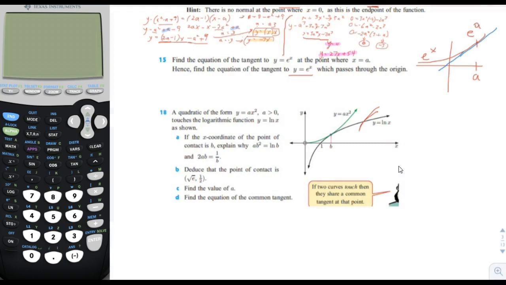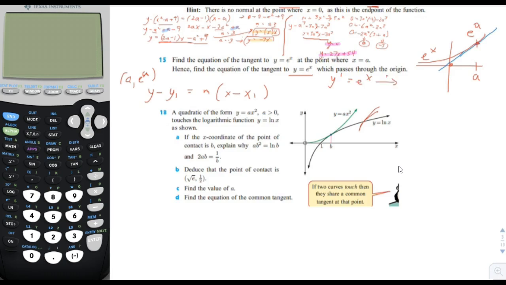So this point here is a comma e to the a, right? And this point here is 0, 0. And let's find the equation of the tangent line. The equation of the tangent line is in this form, right? y minus y1 equals m times x minus x1, m being the derivative of y equals e to the x. y prime equals e to the x. The derivative of e to the x is just e to the x.